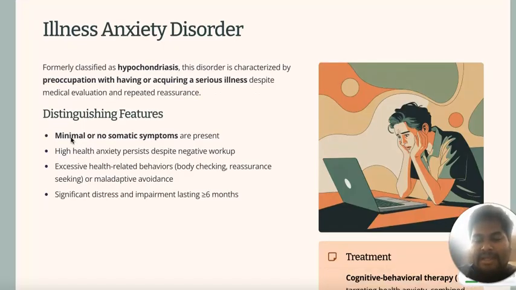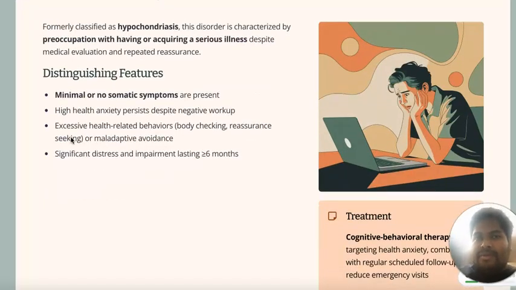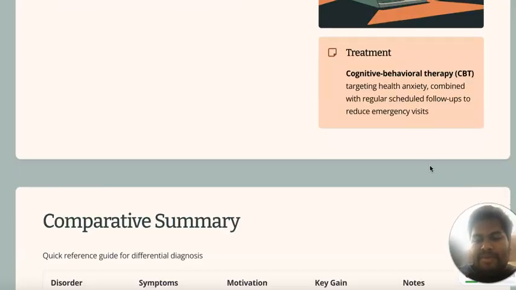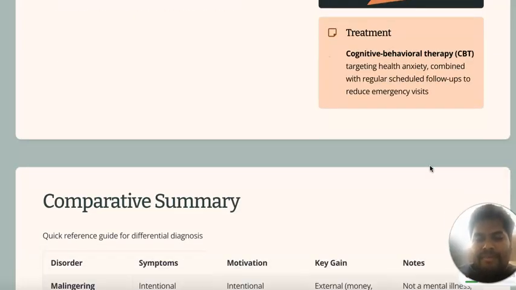So this is illness anxiety disorder, in which the person will think that some very nasty disease is happening in their body, but they don't have any symptoms like that, or they have minimal symptoms. That's hypochondriasis or illness anxiety disorder. And the treatment is cognitive behavioral therapy. Here we target health anxiety, combined with regular scheduled follow-up to reduce emergency visits.